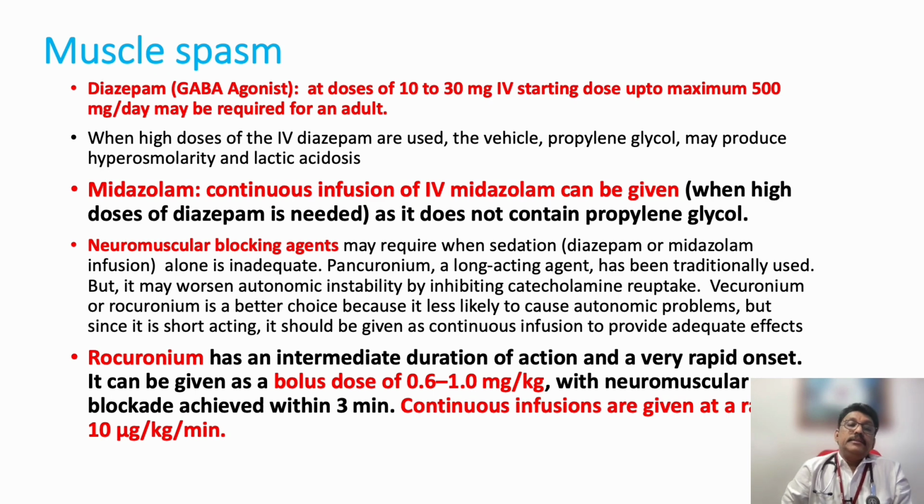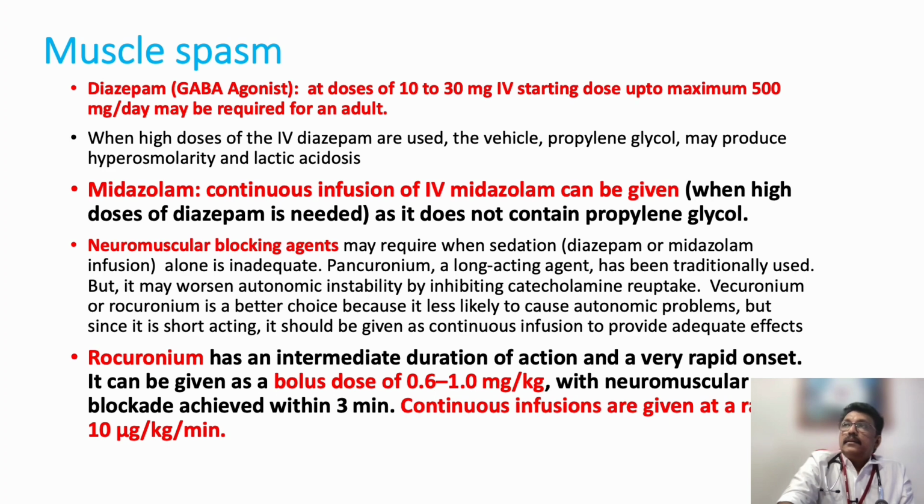Neuromuscular agents also can be tried. Rocuronium also can be tried. Rocuronium dose is 0.6 to 1 milligram per kg, neuromuscular blockade can be tried, or continuous infusion also can be tried. So tetanus spasm should be controlled with diazepam or midazolam infusion, or neuromuscular blocking agents should be given. Otherwise, we will not be able to control the spasm.